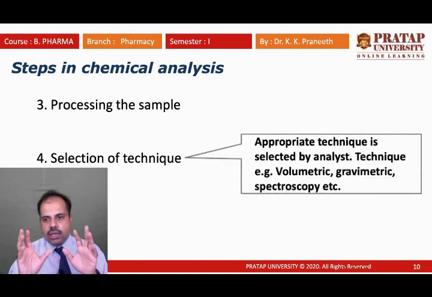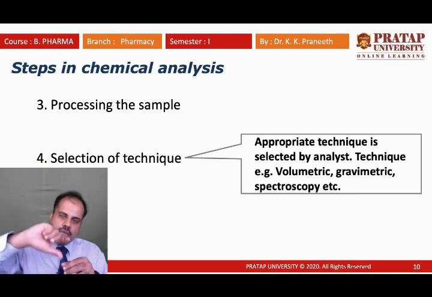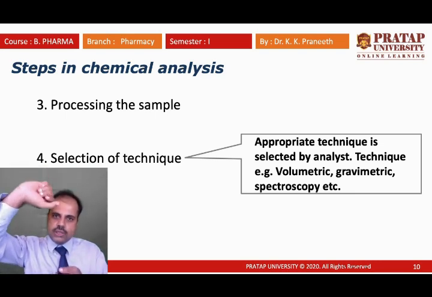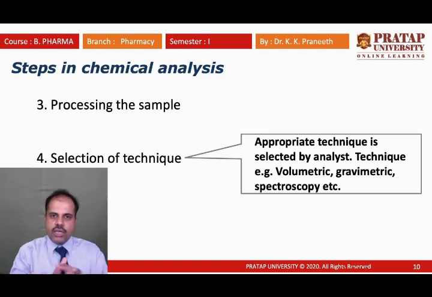Okay, there are many techniques available. So the analyst will take an appropriate technique, and then, for example, here I have given a volumetric technique where we can add some solvent, acid, base, or anything, and then find out how much compound is present. Gravimetric or spectroscopic technique, we will go into further detail about this terminology. But here the important point is the analyst will select an appropriate technique for analysis of the sample.